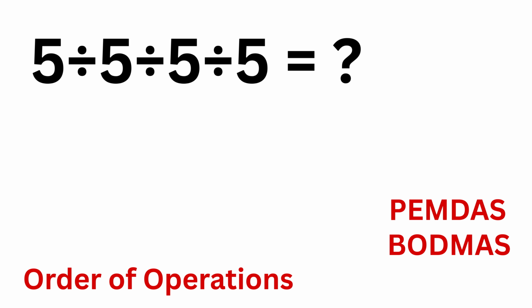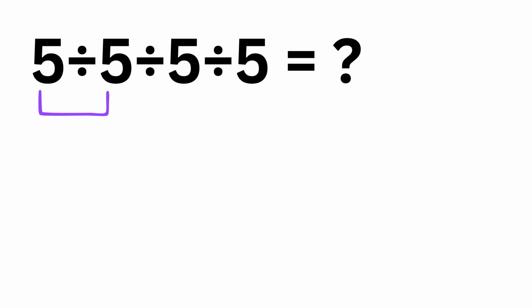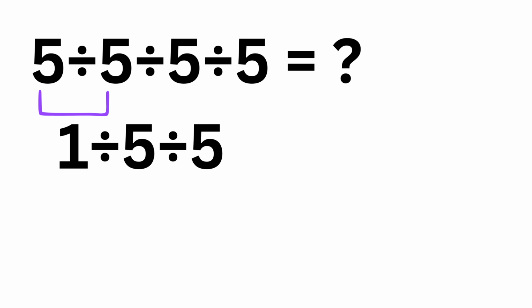an expression, we have to work from left to right. So here first we have to do the first division, then the next division, and finally the last division. So the first division of 5 divided by 5 is just 1. So we get 1 divided by 5, and again divided by 5. Now we have to do this division.